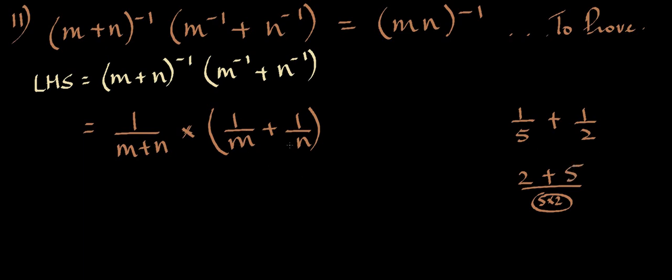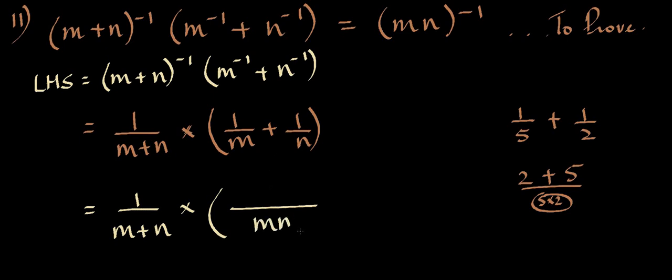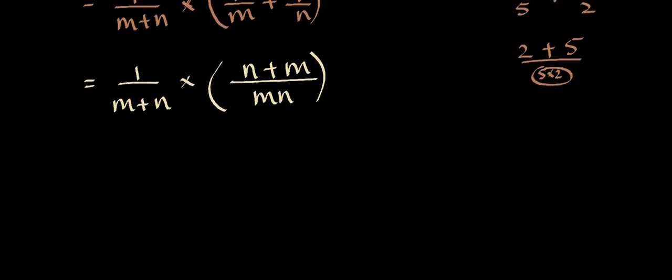Similarly, over here also, what we are going to do is, we will take the LCM and we will say, this will remain as it is. Over here we will say, what will be the LCM of m and n? The product mn, and here we will say n plus m. Okay, n plus m or m plus n, the same thing. Now what happens when we open our brackets? We get that is equal to 1 upon m plus n into m plus n upon mn.